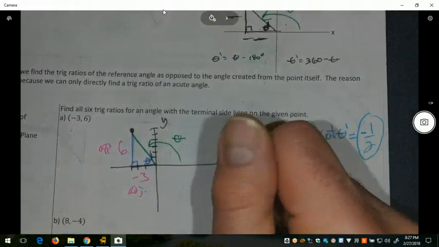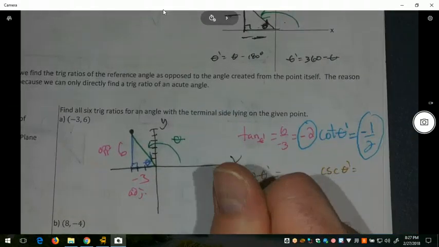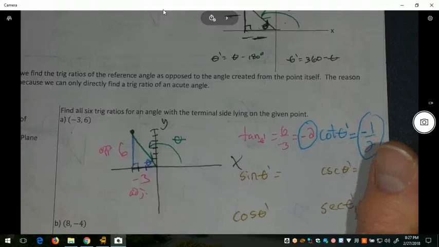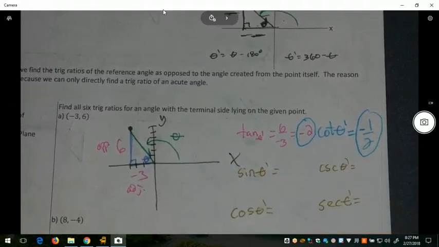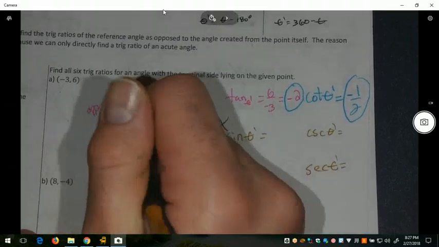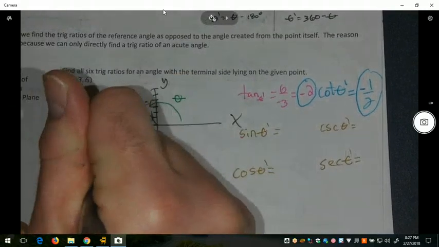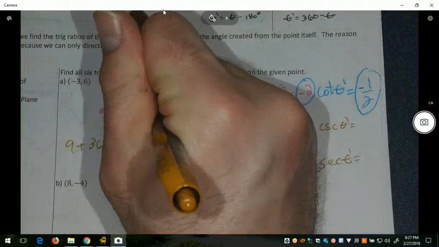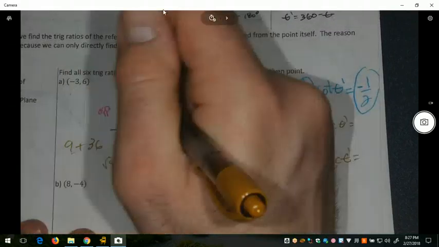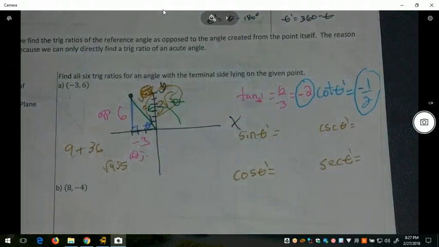So I still need to be able to find sine of theta prime and cosecant of theta prime and cosine of theta prime and secant of theta prime in simplest radical form, just like we did in our notes and on the review and on the last quiz. So we have to do Pythagorean's theorem. This is the hypotenuse. A squared plus b squared equals c squared. A squared is 9, b squared is 36, 36 and 9 is 45. Square root of 45 can be broken down to 9 and 5, which is 3 square roots of 5. So our hypotenuse is 3 square roots of 5.